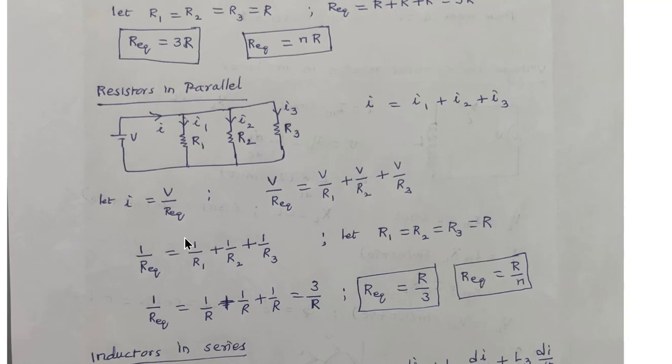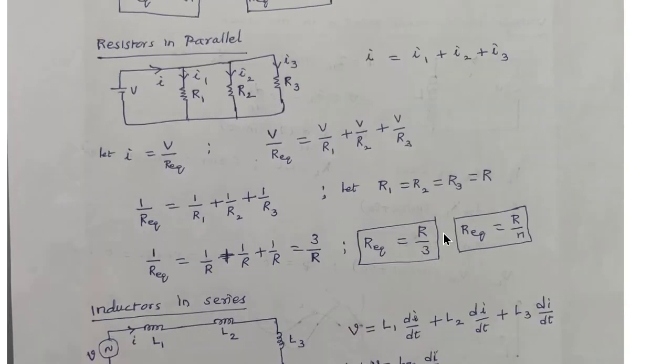Then this V is going to get cancelled, then we get 1 by R equivalent is equal to 1 by R1 plus 1 by R2 plus 1 by R3. Suppose R1, R2, R3 are equal to R. So in that case, 1 by R equivalent will become 1 by R plus 1 by R plus 1 by R, that is 3 by R. So once we calculate R equivalent, we get R by 3.